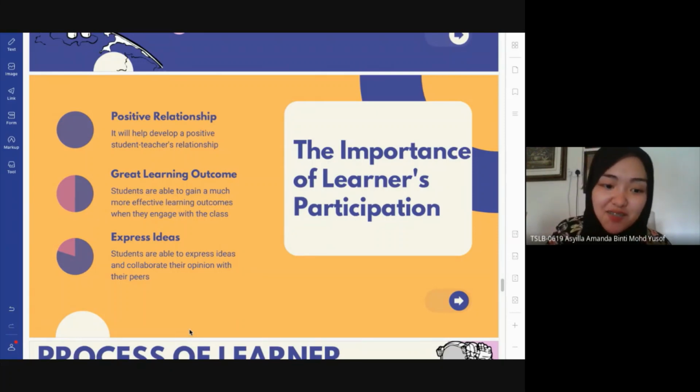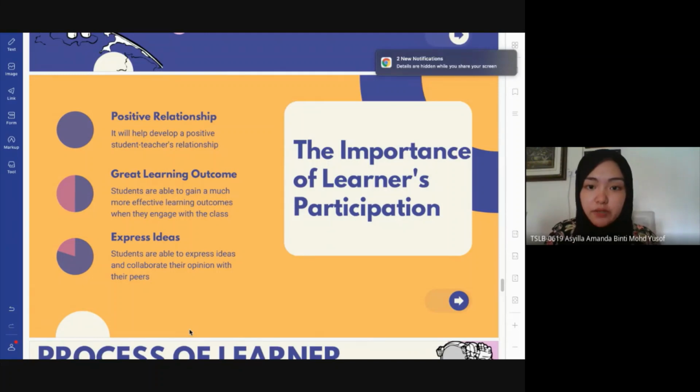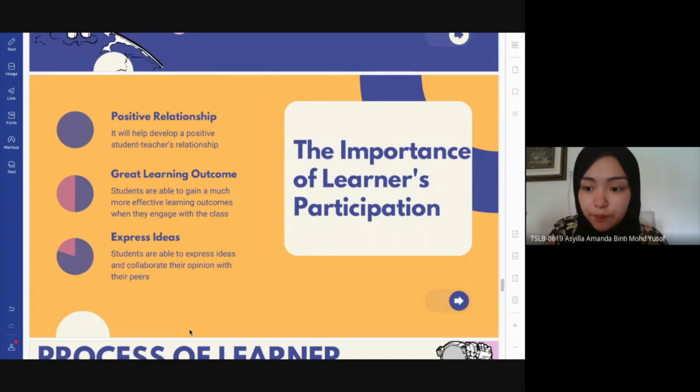The third one is students are able to express ideas. In this part, it is very important to take note that students expressing ideas is what teachers should be aware of. Passive students might not express their ideas well because they are not engaging in the class. So that is the reason why we need students to participate in the class. The next one.